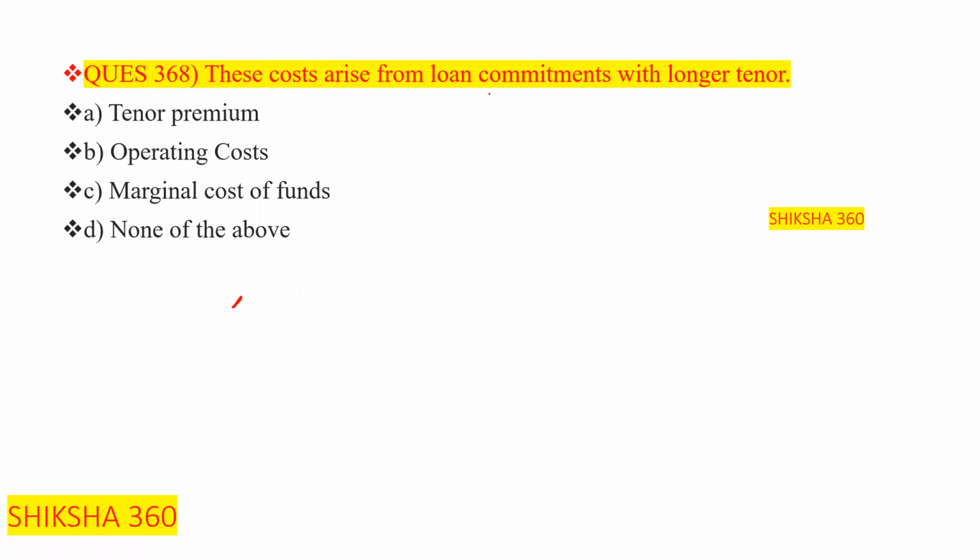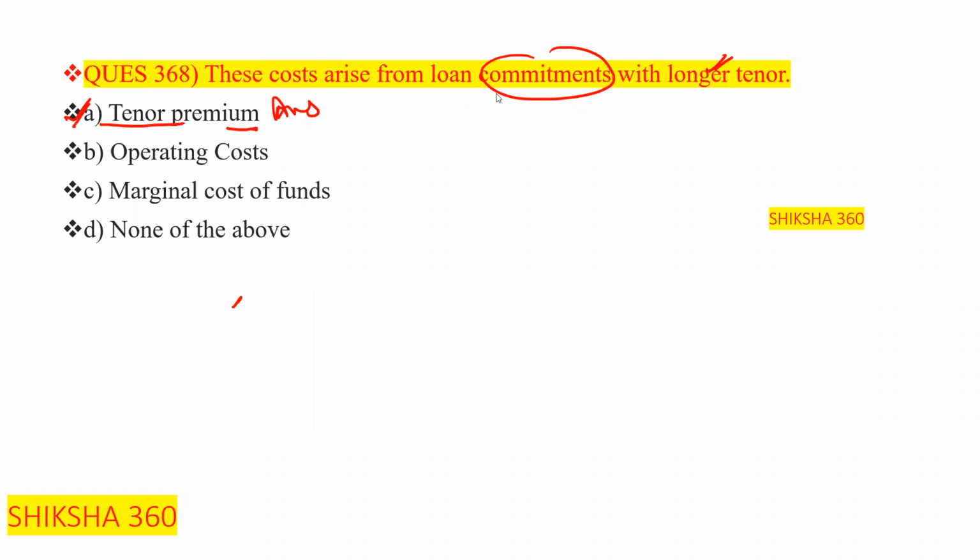So what is the correct answer to this question? The cost that arises from the loan commitments with the longer tenure is known as tenure premium. So option A is the answer here.